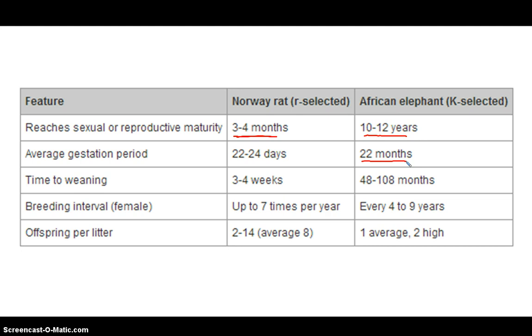Time to weaning, so when the offspring can leave the mother. With the rats, 3 to 4 weeks, so there is some parental care, but not a lot. For the African elephant, it's over 4 years, 48 to 108 months. They stay with the mother for a very long time. Breeding interval for the female, the Norway rat can breed up to 7 times a year, whereas the African elephant is only going to breed every 4 to 9 years. And offspring per litter, we see the rat has an average of 8, and the African elephant has an average of 1, with 2 at the most. So very different strategies where they decide to allot their energy.